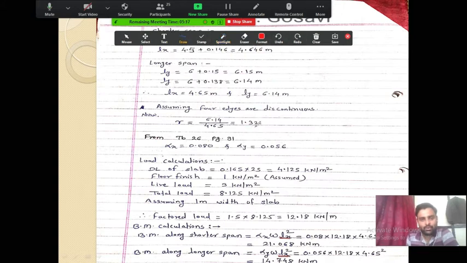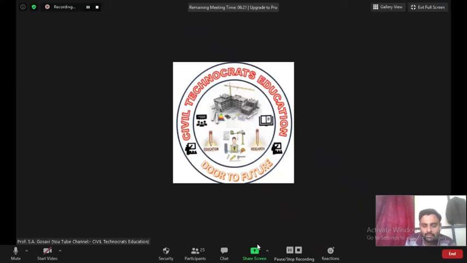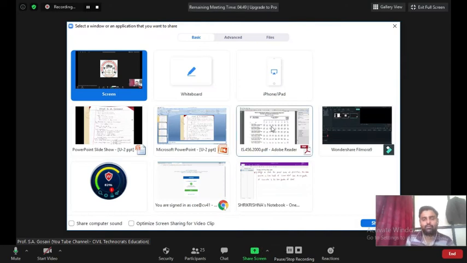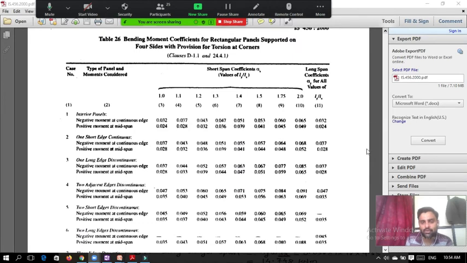So this is 1.32. Okay, we have to look at page number 91, table number 26, and calculate the values of alpha x and alpha y. For the value of 1.32, we need to calculate alpha x and alpha y. So again we will go to the IS code. Remember this 1.32. We will again go to the IS code and see what is given over there, what the coefficients are.